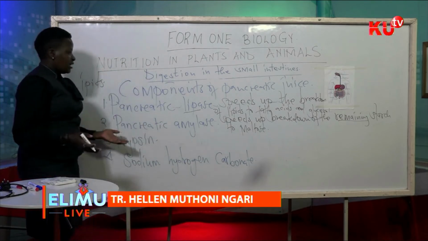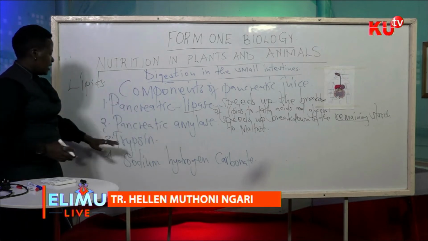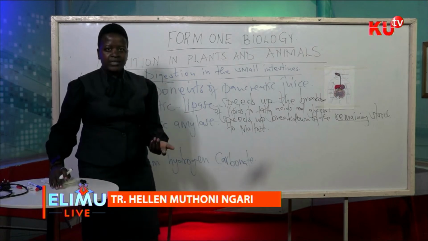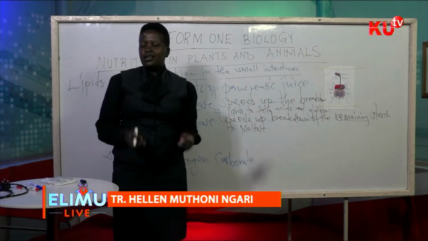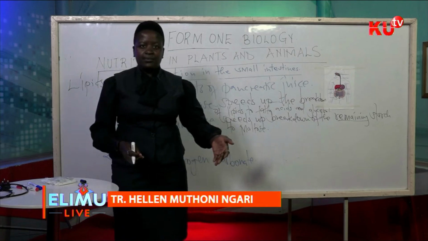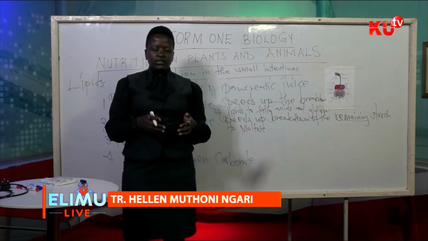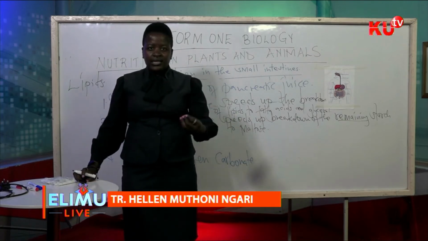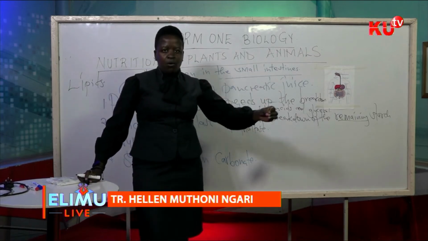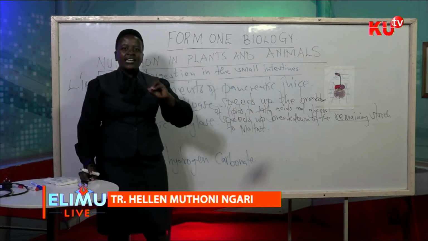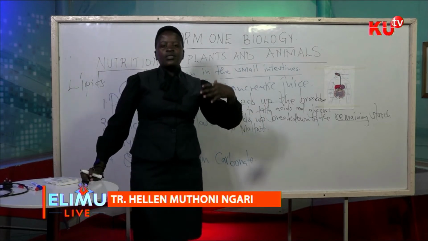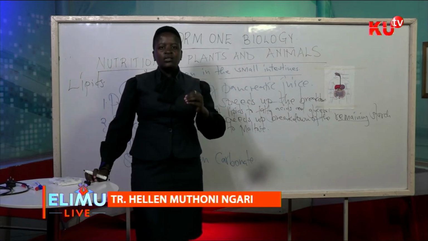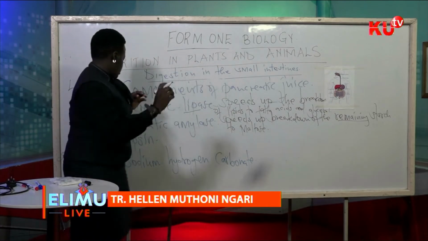So we have another component of pancreatic juice, that is trypsin. Now, before we get to the function of trypsin, I'd like to emphasize that trypsin is also an enzyme. And trypsin is not produced as trypsin. It is secreted in an inactive form. The inactive form in which trypsin is secreted is called trypsinogen.